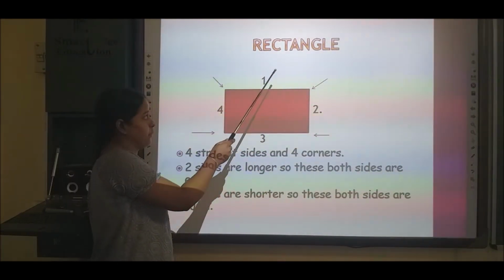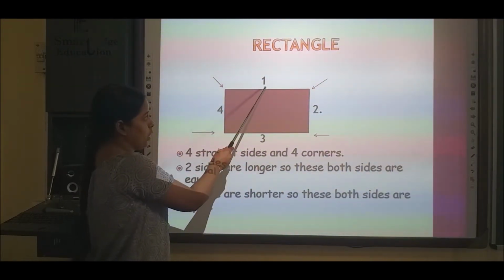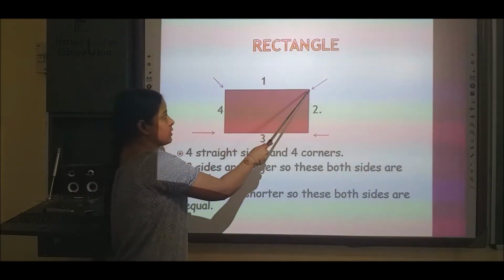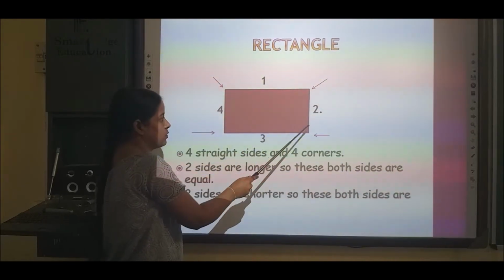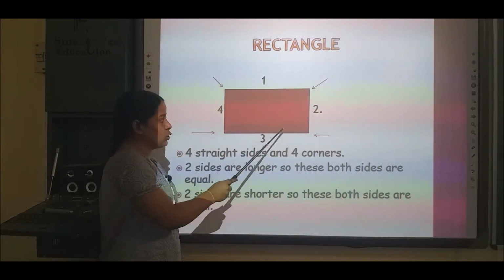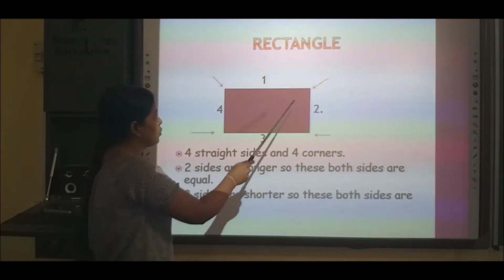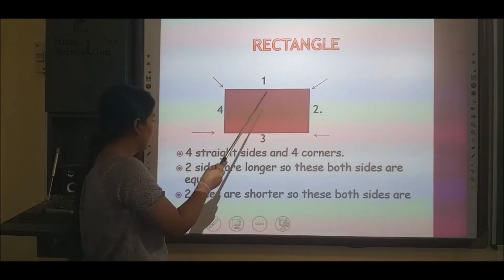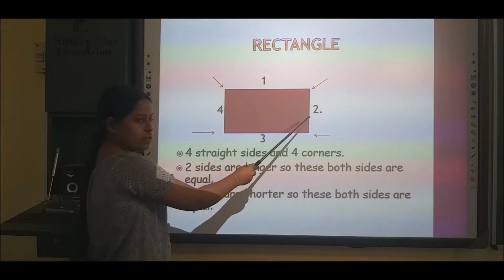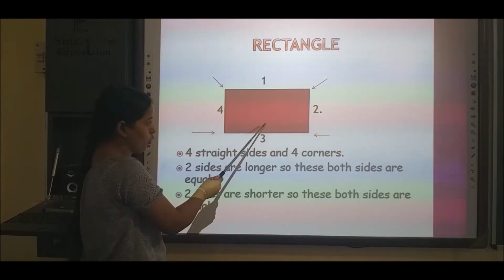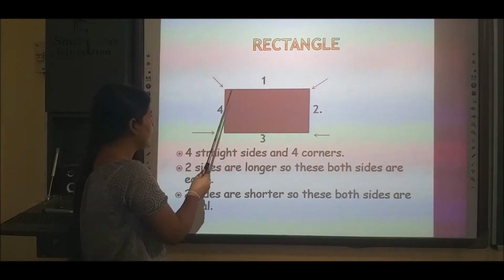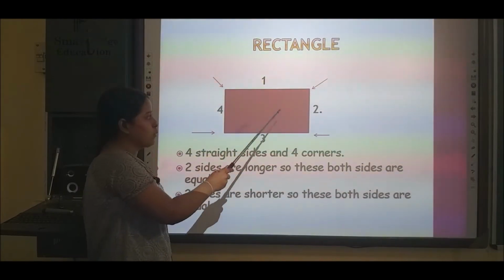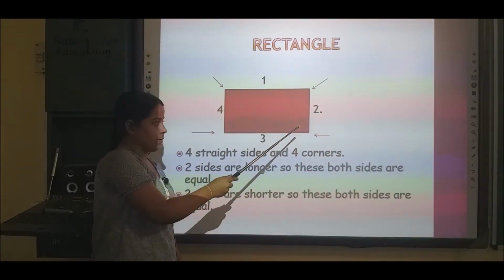First we have the rectangle. A rectangle has 4 sides: 1, 2, 3 and 4. All 4 are straight sides. These are the corners: 1, 2, 3, 4. A corner is a point where 2 lines meet each other. So there is a first corner, second, third and fourth. 2 sides are longer, 2 sides are shorter. These 2 lines are longer, so both have the same size. These sides are shorter and these sides are equal. So we can say that both opposite sides are equal to each other.